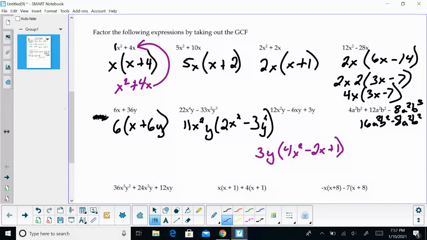Okay, now let's factor. What's my greatest common factor? 8. I have an a squared and an a squared. And I have a b squared and a b cubed, so I have a b squared. So 8 times what gives me 16? 8 times 2. I gotta have that a squared in there.